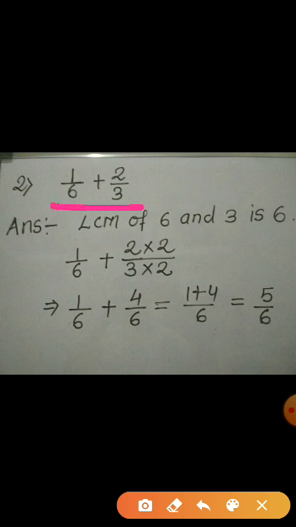Here the denominators are 6 and 3 and their LCM is 6. 3 2s are 6, 6 1s are 6. So 6 is the lowest common multiple of 3 and 6. Since the LCM is 6, we have to make the denominator of every fraction 6, right? But the denominator of the first fraction is already 6, so I write it as it is.